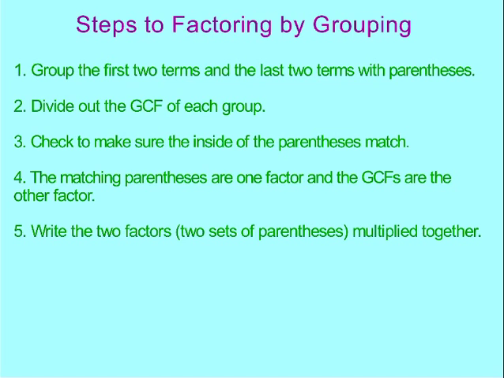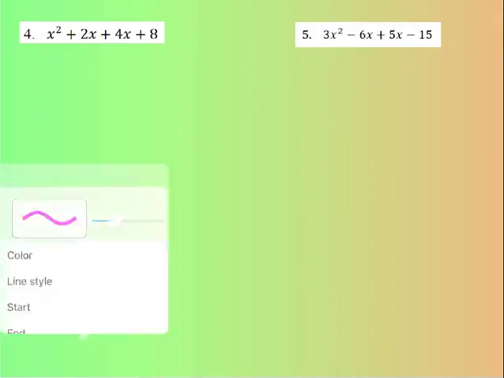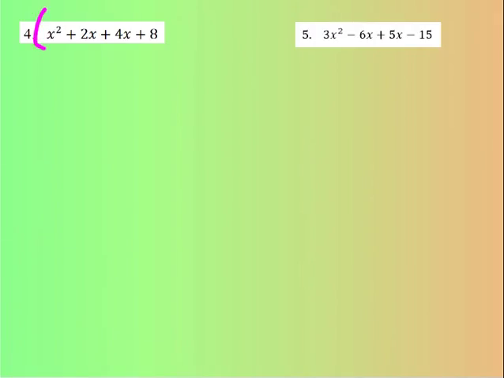Right now that probably seems like a whole lot of mumbo jumbo. So we'll go through some examples, and then hopefully it should make sense after that. Let's take a look at this first one. Step number 1 is to group. So we're going to make 2 groups. The first 2 terms go in a group, and the second 2 terms go in the other group. Then I want to figure out the greatest common factor. So I want to figure out what I can divide x squared and 2x by.